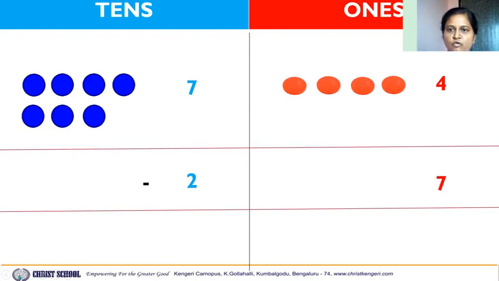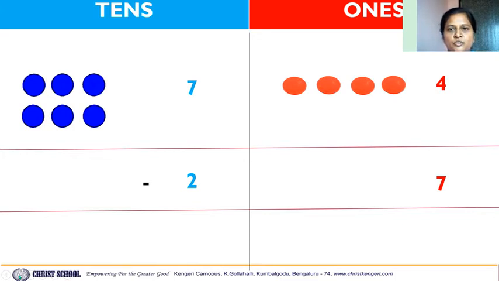I am going to subtract the digits in the ones column. First, 4 minus 7. Is it possible? No, because 4 is smaller than 7. We cannot subtract 7 from 4. Then what do we have to do? So we have to borrow from the tens column. I am going to take 1 ten from the tens column. You know that 1 ten is equal to 10 ones. Then I am going to add 10 ones in the ones column.